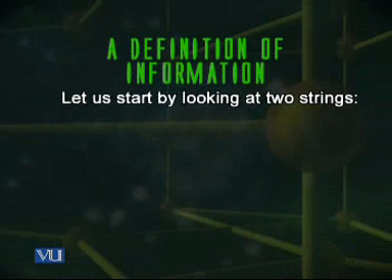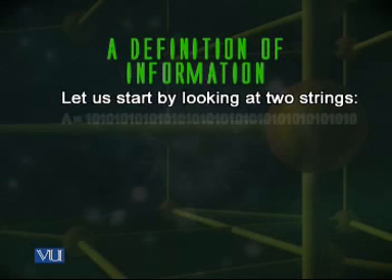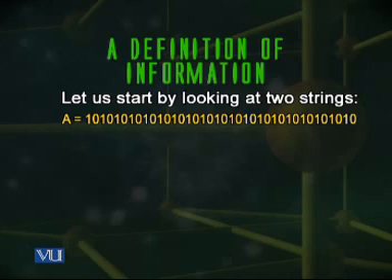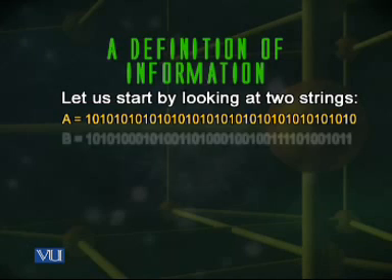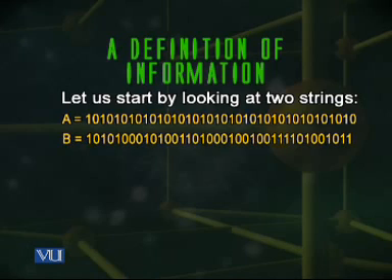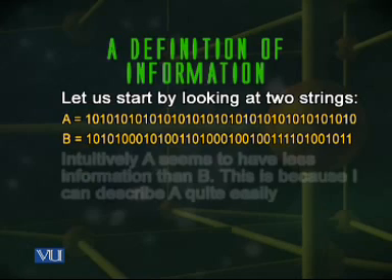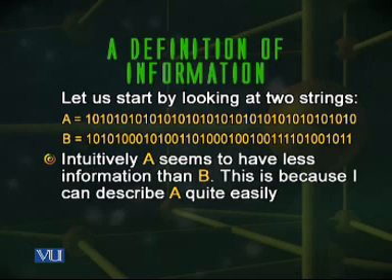Let's, as an example, look at the following two strings. As you can see, the string A, if you look at it, is an extremely simple string. It is just 1, 0, 1, 0, 1, 0, repeated many times. On the other hand, the other string, which is shown on the screen, B, is 1, 0, 1, 0, 1, and then the pattern sort of breaks. You have 0, 0, 0, and then 1, 0, 1, so it does not seem to follow any fixed pattern. Intuitively, A seems to have less information than B.